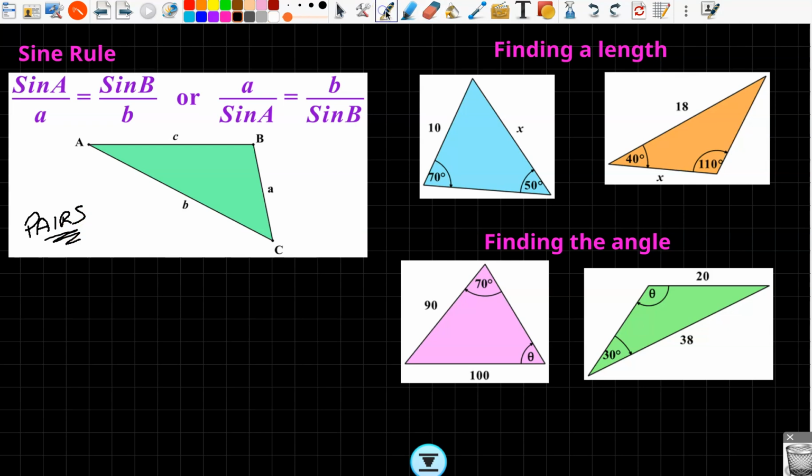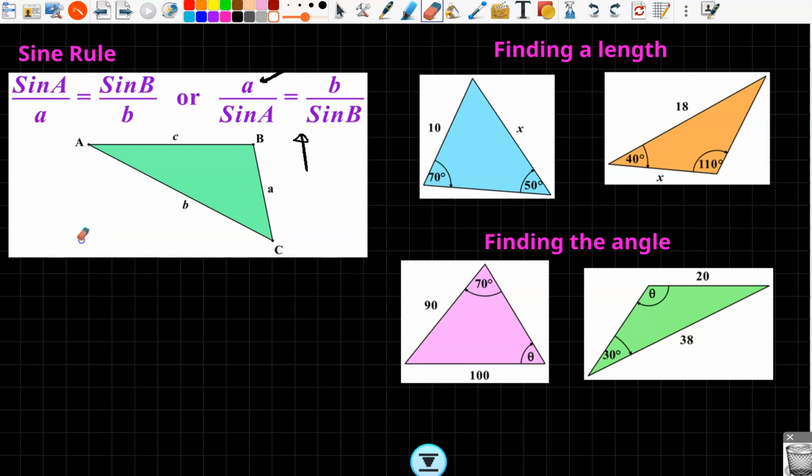That's why we have this formula here, because your length is upstairs. So when we're doing a question and we want to find a length, I will go to this formula. When we have a triangle and we want to find the angle, then I will be using this one. Okay?